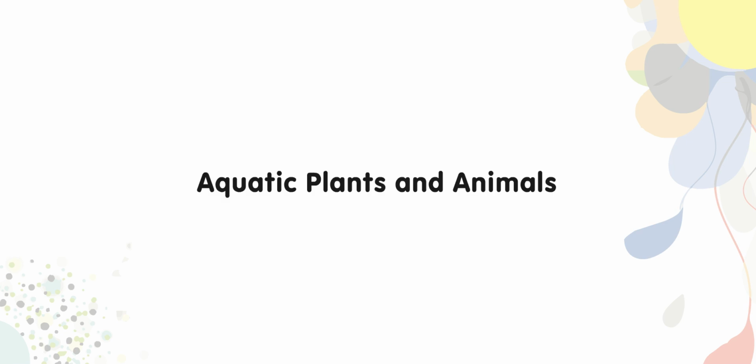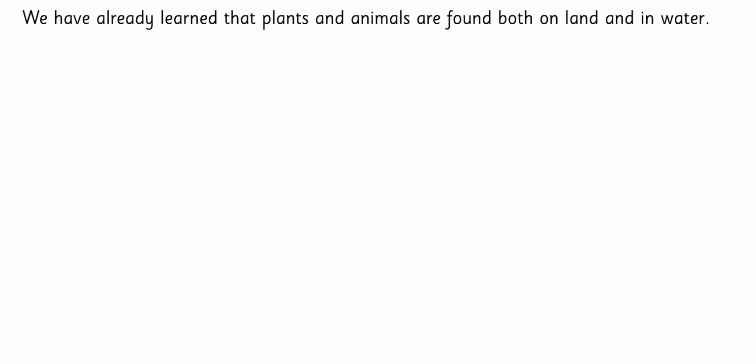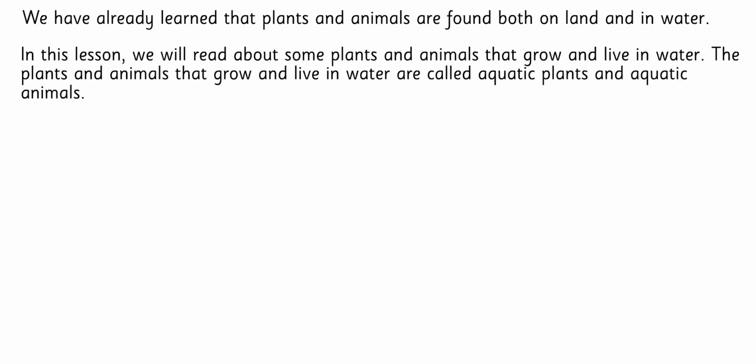Lesson 10: Aquatic Plants and Animals. We've already learned that plants and animals are found both on land and in water. In this lesson, we'll read about some plants and animals that grow and live in water. The plants and animals growing and living in water are called aquatic plants and aquatic animals.